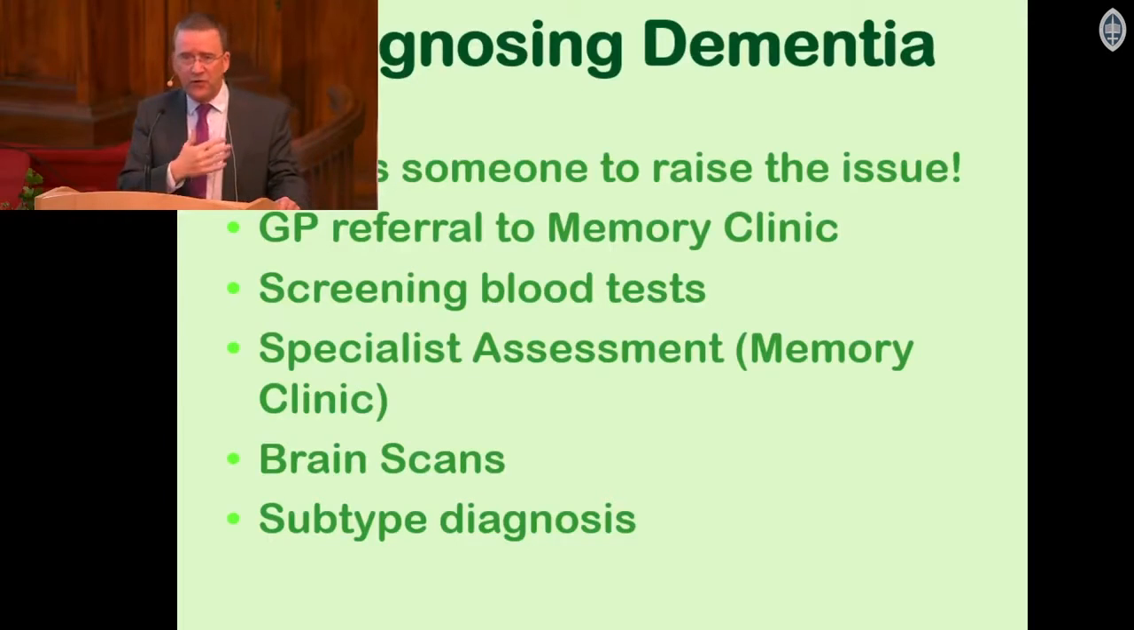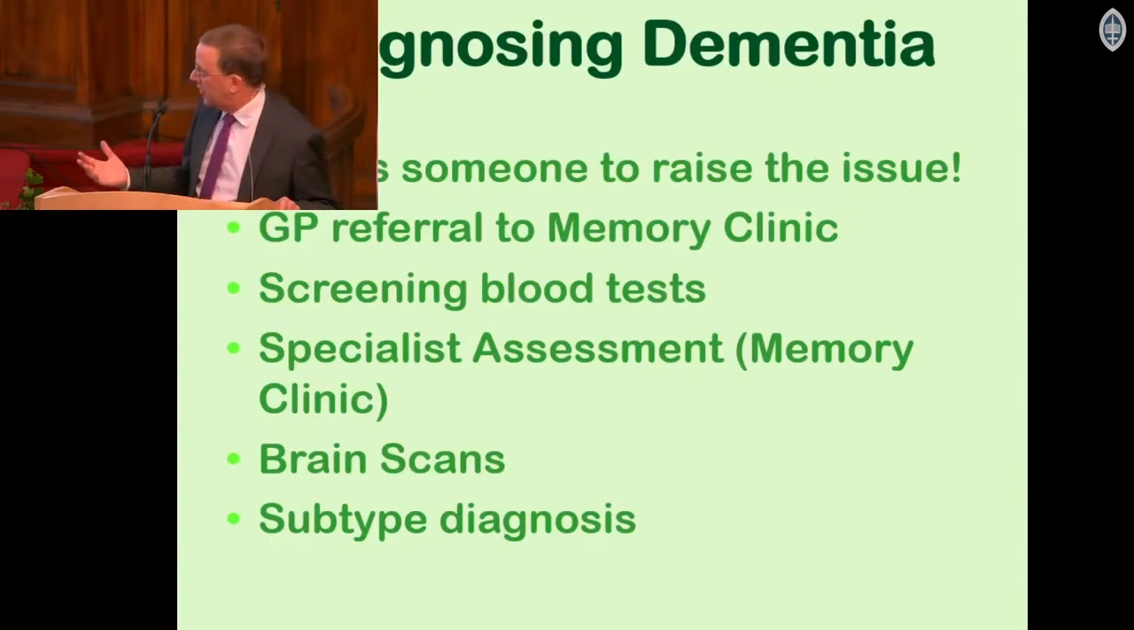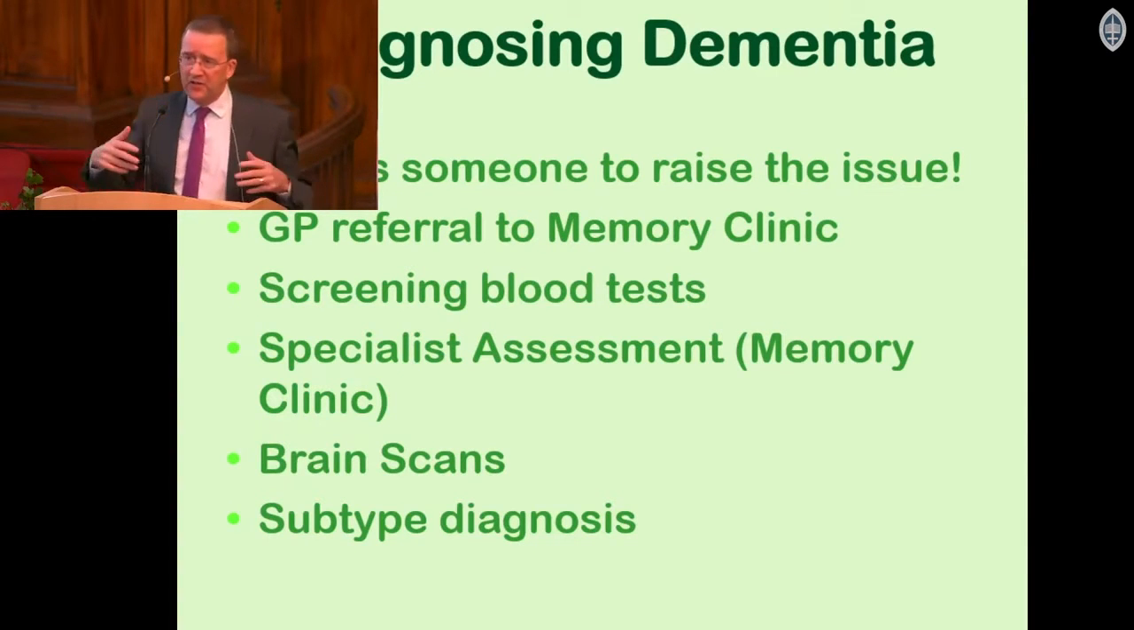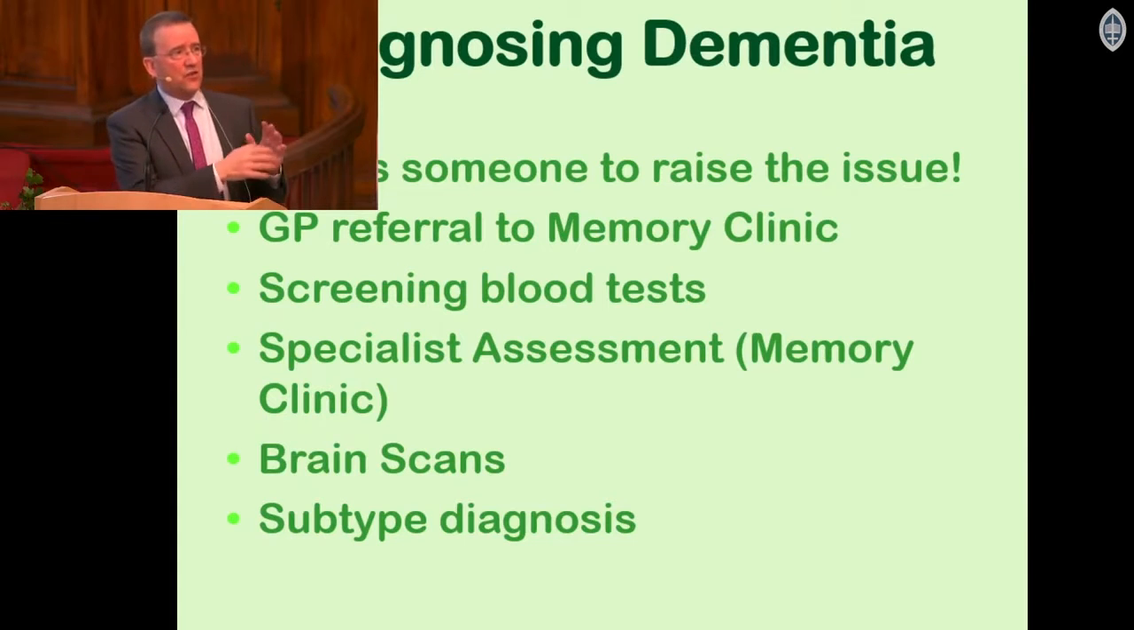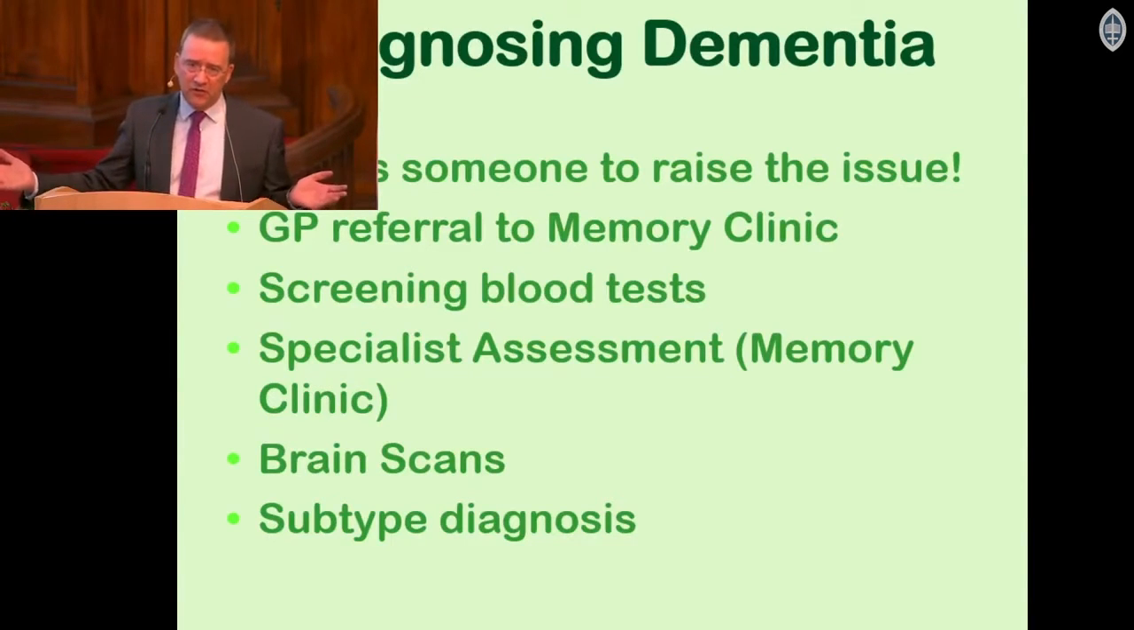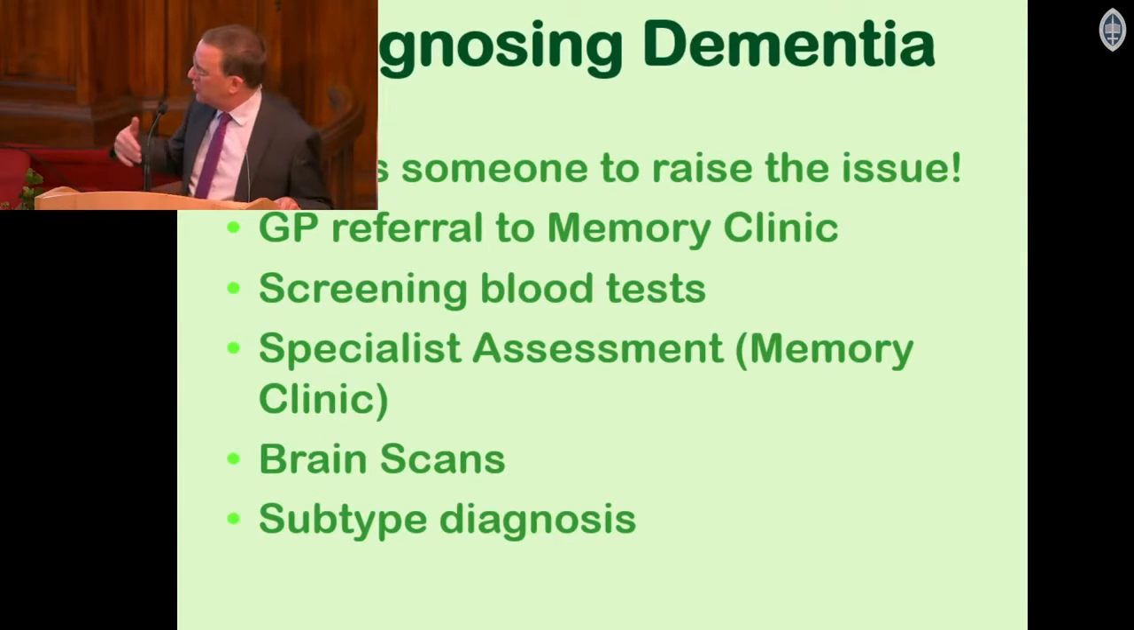They then get referred to people like myself in secondary care who do a medical assessment. We might do some brain scans and so on, and we then say, yes, she has got a dementia and it looks like it's due to Alzheimer's disease, or it's due to Lewy body disease, whatever we think it is after our assessment. So somebody needs to raise the problem, it comes to medical attention, and it gets diagnosed. Next slide, please.